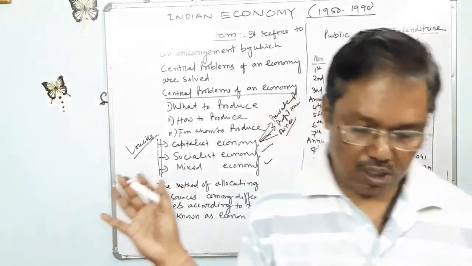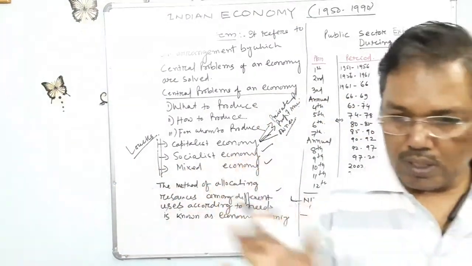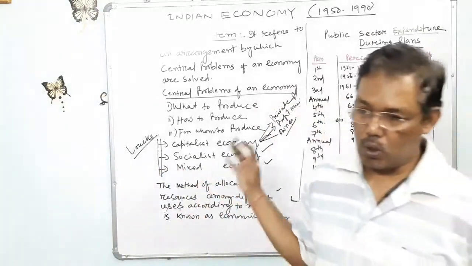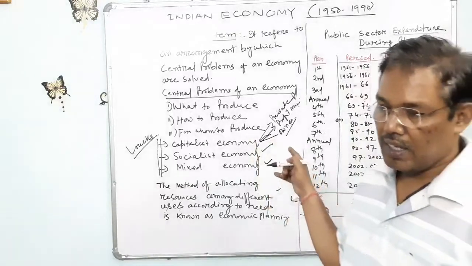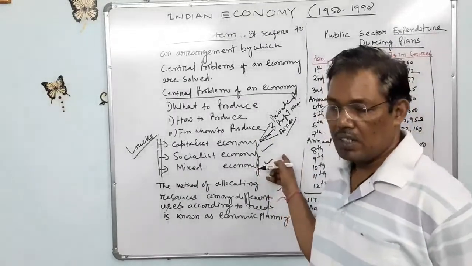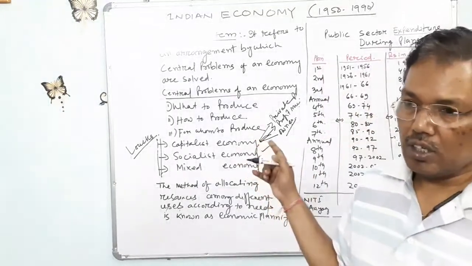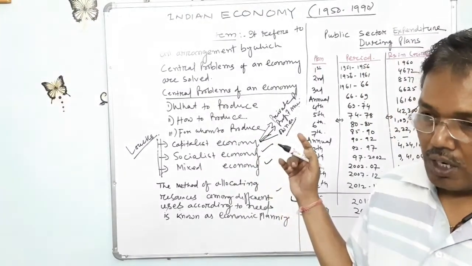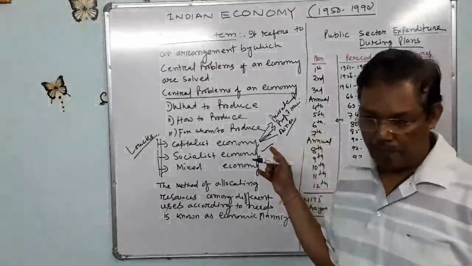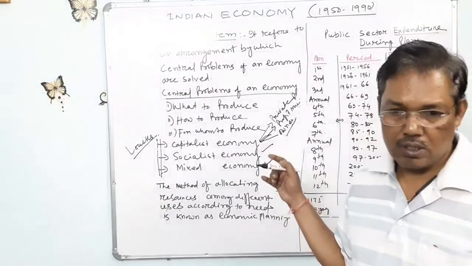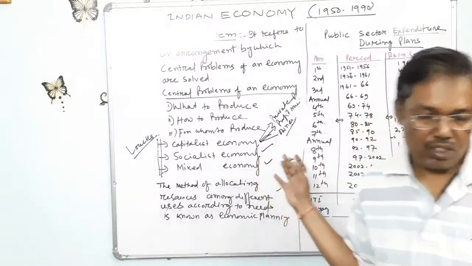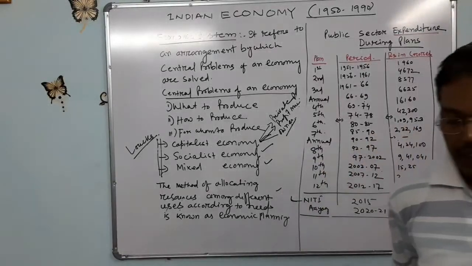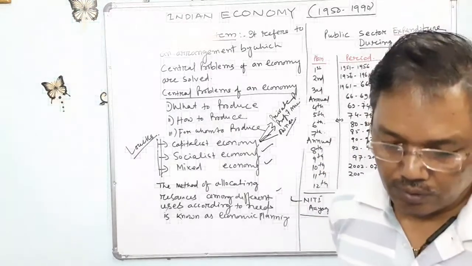More than 5 or 6 features are there, but I don't want to discuss them here as per your curriculum. If you want to go into detail, there is one book, Economic Systems, by the Indian author K.K. Sen. You may go through books from different publishers, like Dutt and Sundaram, which are available in the library. You can read these books if you need.